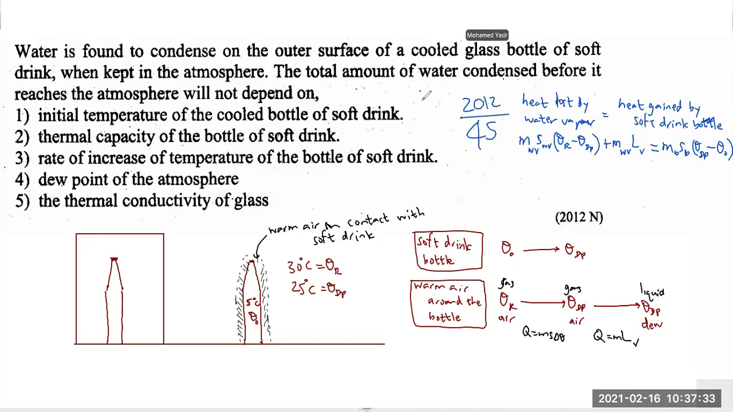So this is it. Now they are asking for the total amount of water condensed. What is that in this equation? Wait, let me underline that in red color. The total amount of water condensed. What is that in this equation? That is our mass of water vapor.